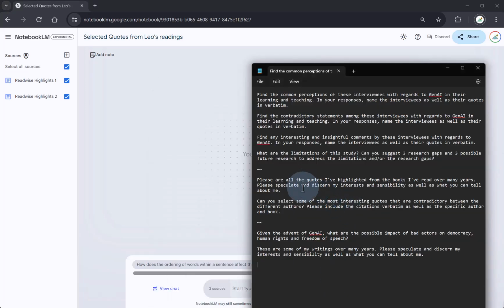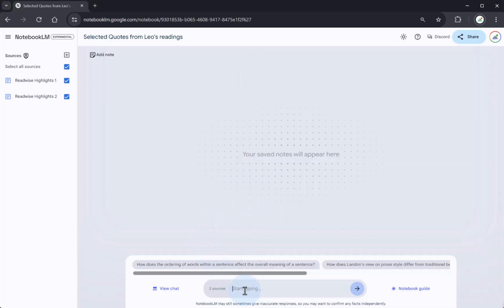I just try to have fun with it. So what I'm going to ask is, these are all the quotes I've highlighted from the books I have read over the years. Speculate and discern my interests and sensibility, as well as what you can tell about me. All right, this is just for the fun of it.